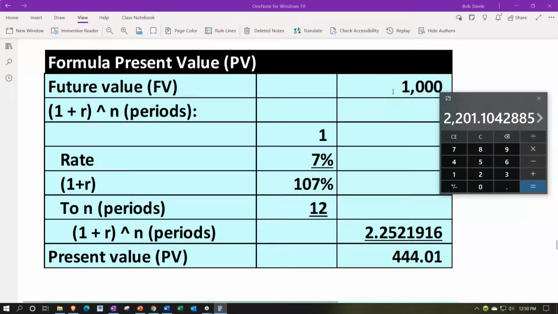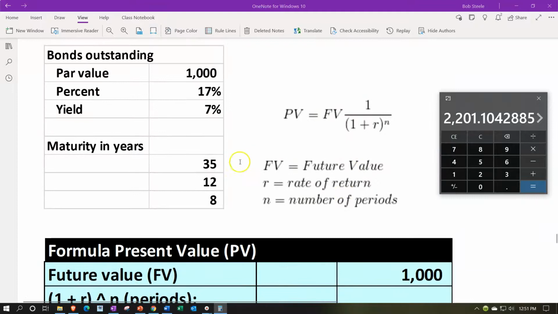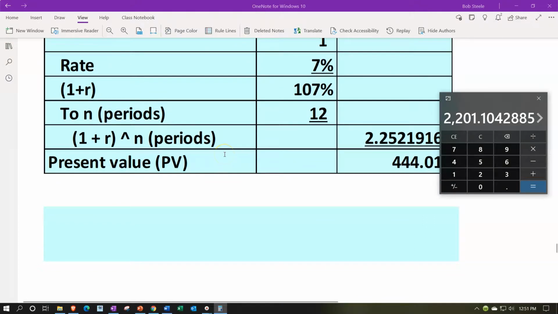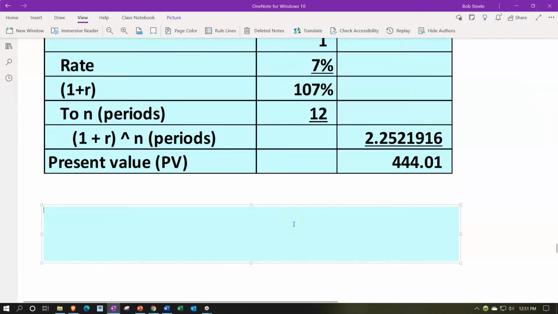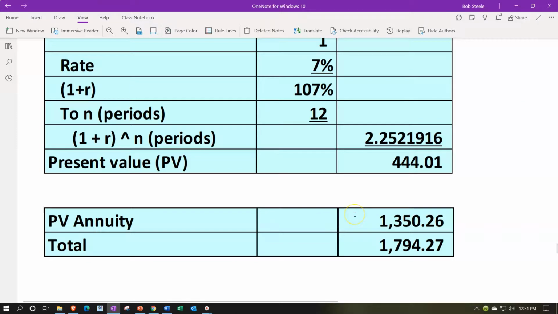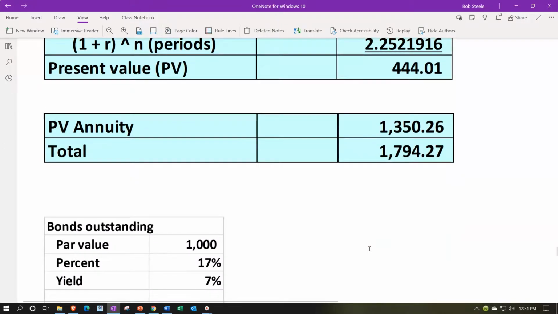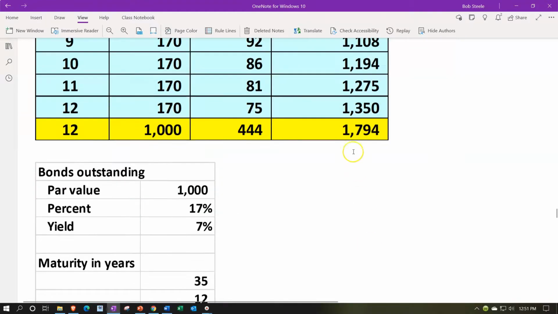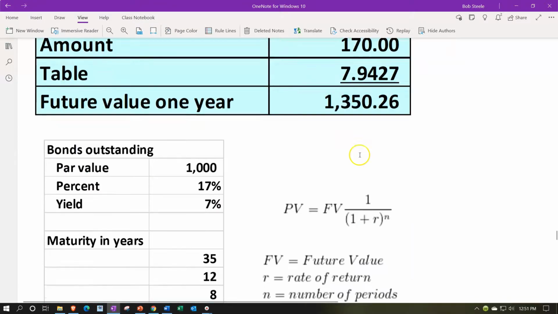That portion being higher now because we're closer to the end, 12 periods out, as opposed to 35 periods out. Scrolling down, if we add that amount for the present value of 1 to the annuity portion we got to last time, that 1,350.26, we get to that 1,794.27. That then being the price that we saw last time in the yellow area, the 1,794.27, matching the item 1,794 we got up top, but this one not having the pennies on it.